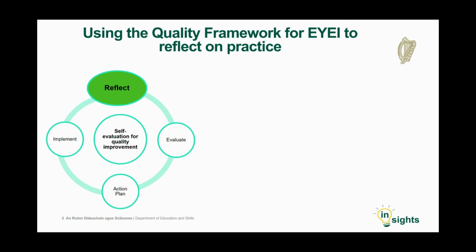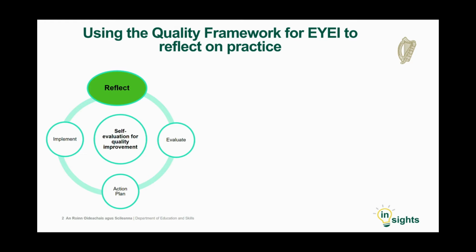The cycle of quality improvement that was outlined in Webinar 1 described a number of steps: reflect, evaluate, action plan, and implement. It supports you to recognise strengths and to identify aspects of practice in your setting that can be developed further. The cycle can be applied individually, with colleagues in the room, or using a whole setting approach.